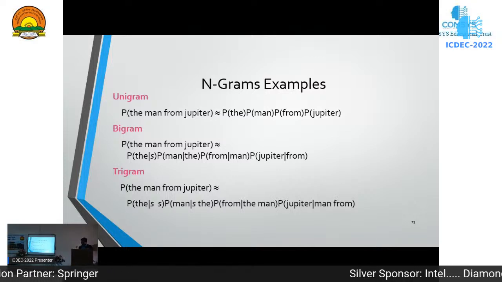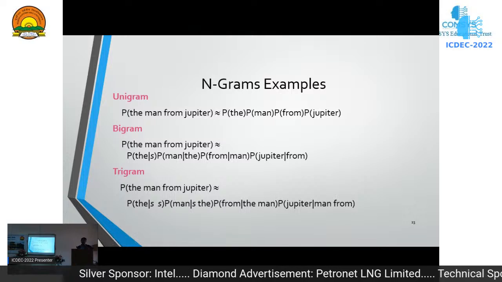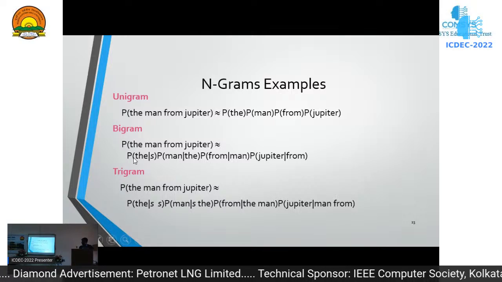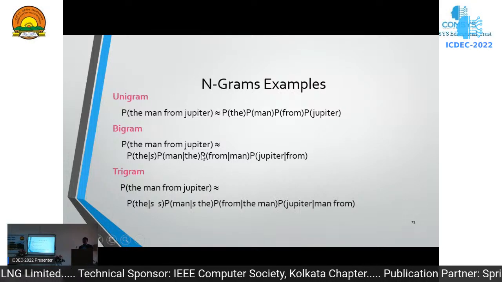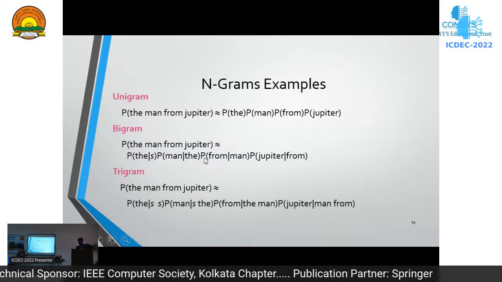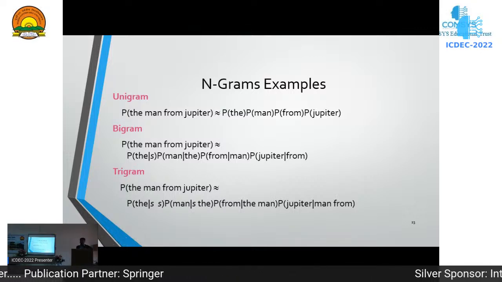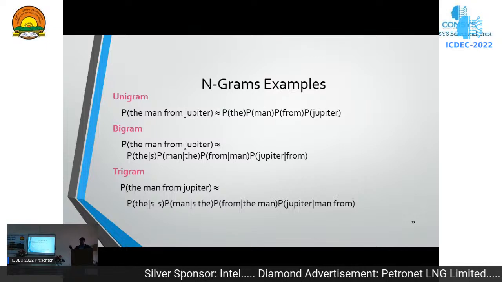Then another thing is "main from". The probability of "main from" will be very high if you are having a very huge corpus. That is the way you can find it out. Even you can apply this to checking the syntax of a sentence. Most of you might have already come across MS Word: when you type something and the sentence is wrong, it underlines it with a red line, which means the sentence structure is wrong.